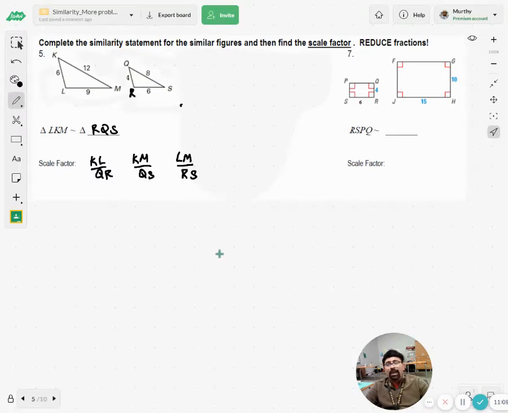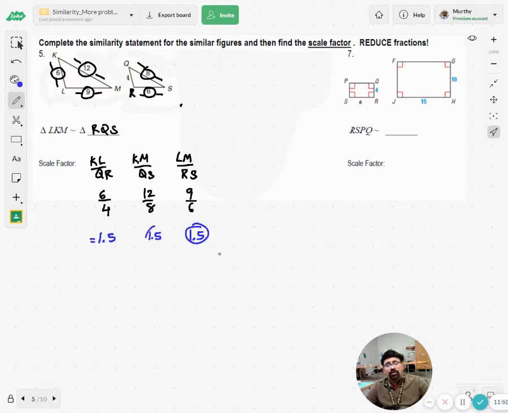If I take KL, which is 6 over 4, next if you take KM, which is 12, and the corresponding side is 8, 12 over 8, or maybe the third one, which is 9 over 6. You can take any of these three sides. You need not take all three. You can take any one of them. Now, quickly grab your calculator and check. You get 1.5, 1.5, 1.5.